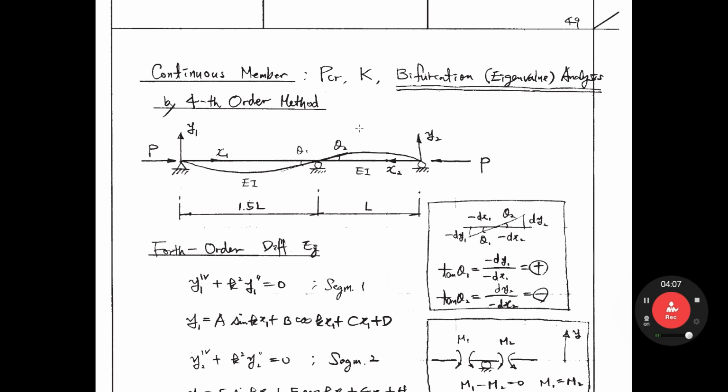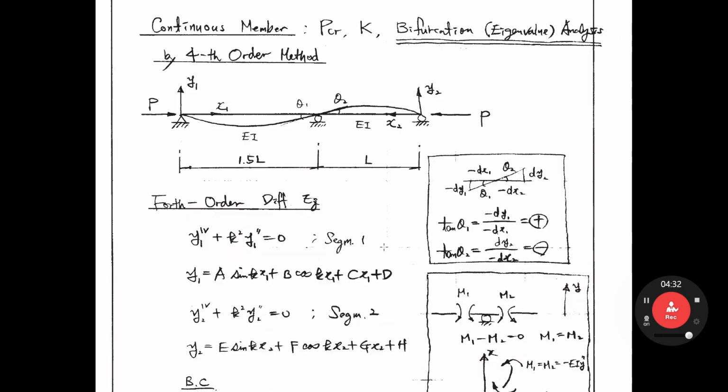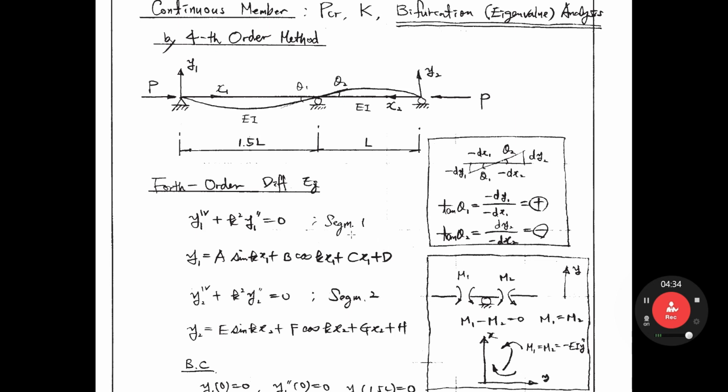In order to get the PCR, we have to do bifurcation analysis, or eigenvalue analysis. Firstly, use the first order method. Do you remember the first order method? In the first order method, the governing equation is this, right? y'''' plus k square y1''. Okay. Last lecture we already derived this equation, right?